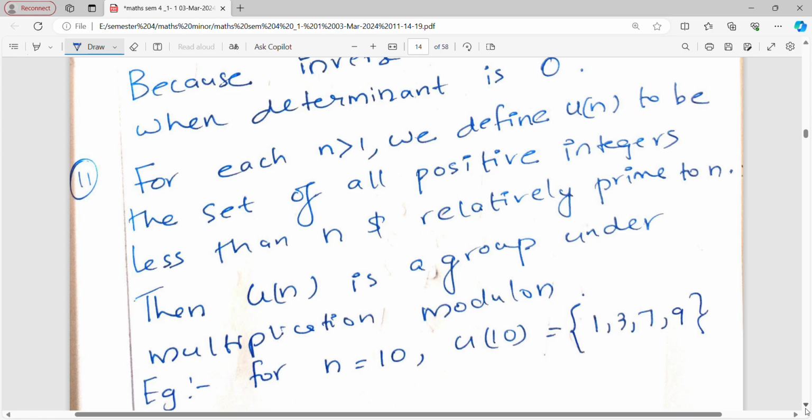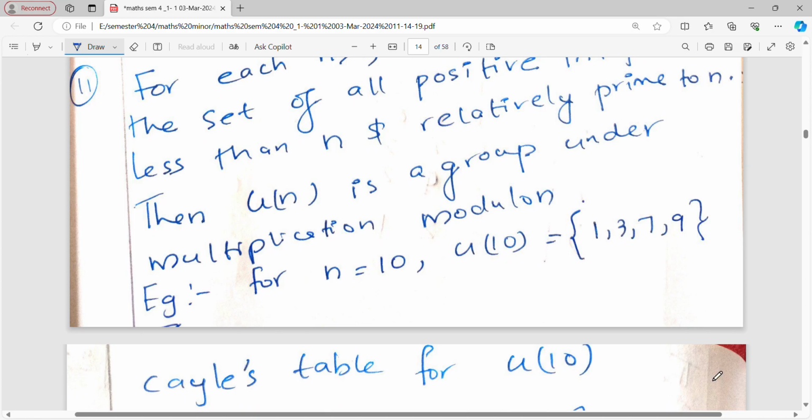11th, for each n greater than 1 we define U(n). So you'll get to know what U(n) is. U(n) is the set of all positive integers less than n and relatively prime to n. So U(n) is a group under multiplication modulo n. If n is equal to 10, let's check which are coprime. For 1 and 10, it is fine. Then 2, no, because 2 into 5 is equal to 10, so it can't happen. 3, yes.